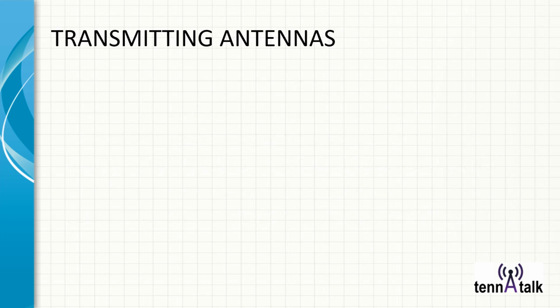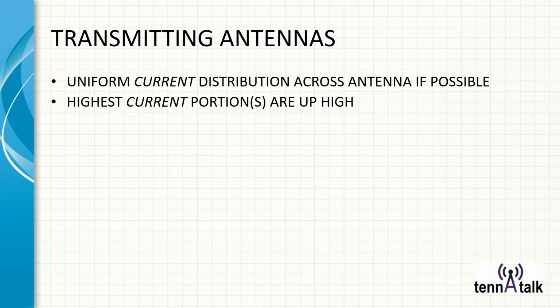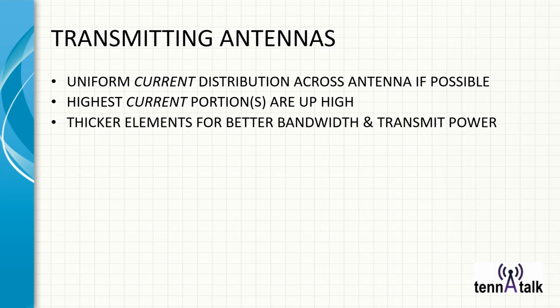Now let's take a look at transmitting antennas. With transmitting antennas, you would like to have a uniform, or as much as possible, current distribution across the antenna. And remember, current is what creates electromagnetic waves. You'd like the highest current portions up high. To give you an example, in a center-fed inverted V, the highest current is at the top or apex of that inverted V, and if you get that above other buildings and obstructions, you've probably got a pretty good signal going out.